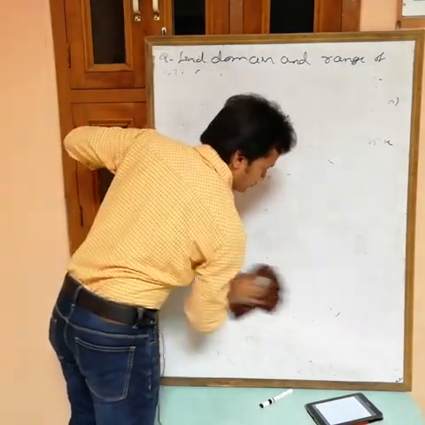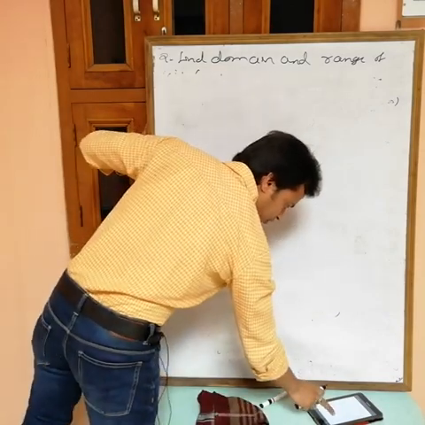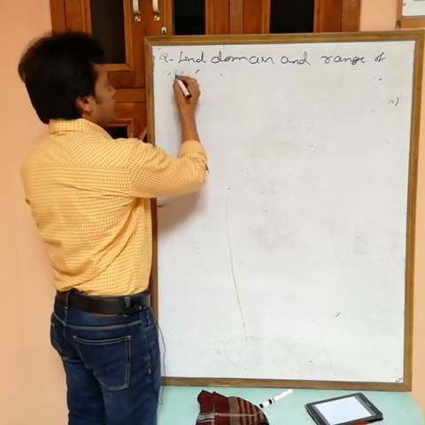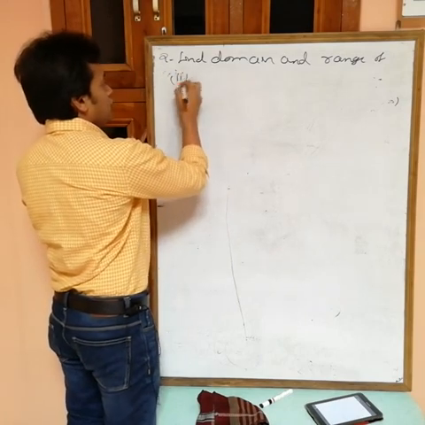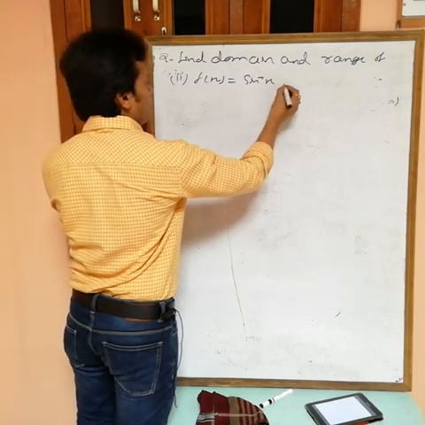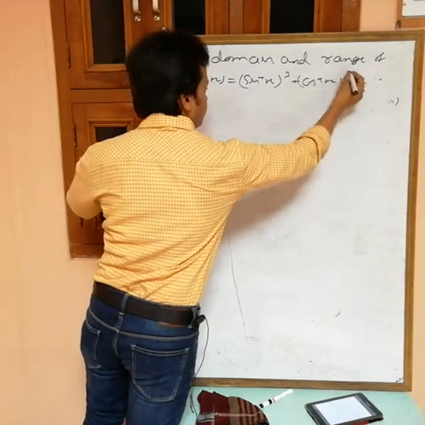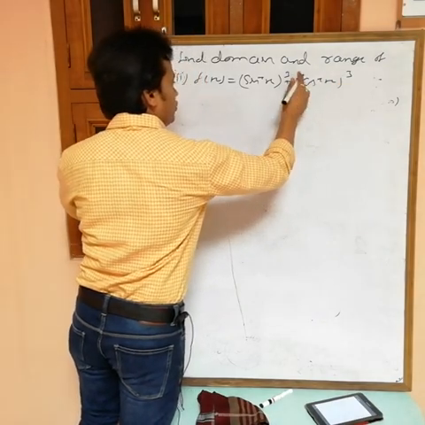Now next question. Second one. Again we want domain and range. f(x) is equal to sin inverse x cube plus cos inverse x cube. Okay, we want the domain and range of this one.